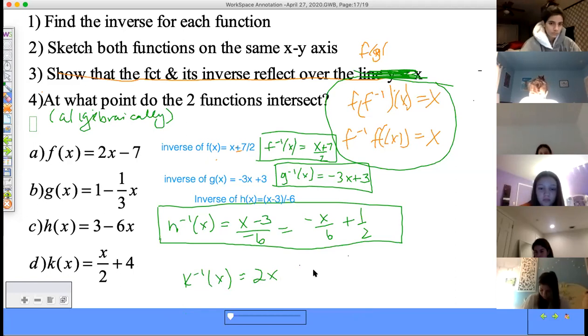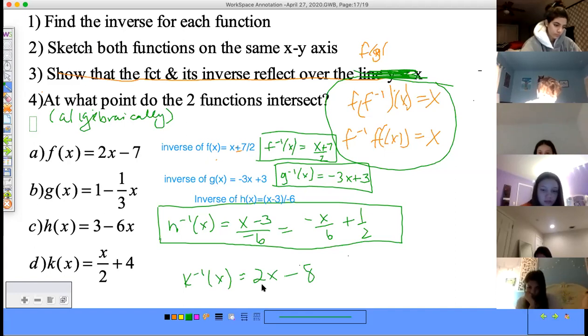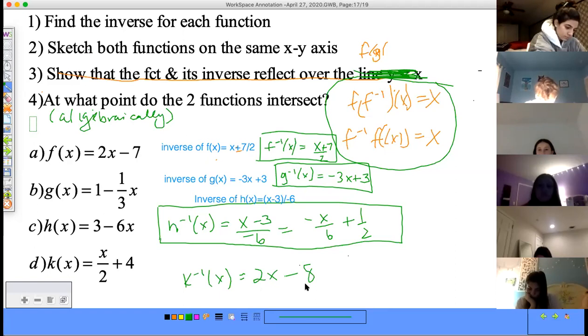So you switched X and Y, right? You subtracted 4. Right? So you're saying this is 2X minus 4? Oh, minus 8. Minus 8. Okay, so I was going to say it doesn't feel right when you're doing it. I think it should be. Who did D? The people, all of my S through W, did you all get 2X minus 8 as your inverse?